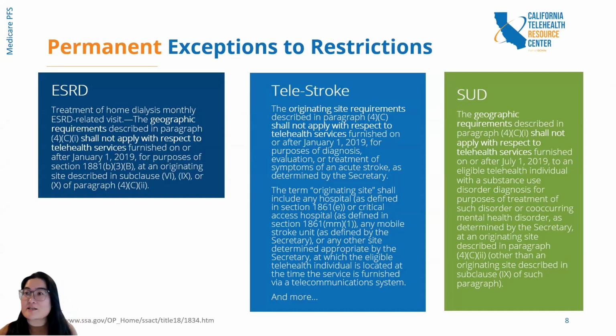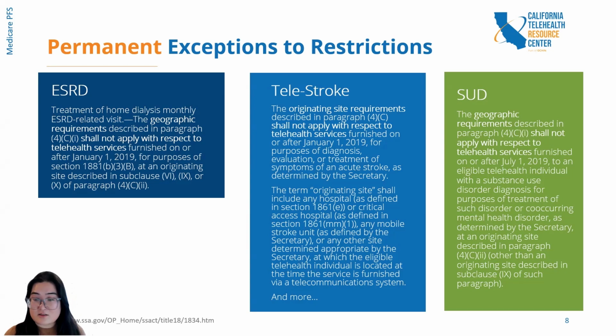There were also originating site requirements. This is the physical location where the patient is during the telehealth visit. Traditionally, Medicare only allowed certain sites, like the physician office, clinics, or hospitals, to qualify as a qualifying originating site. The patient's home was generally excluded, except for certain exceptions. And the originating site also had to meet that geographic requirement.